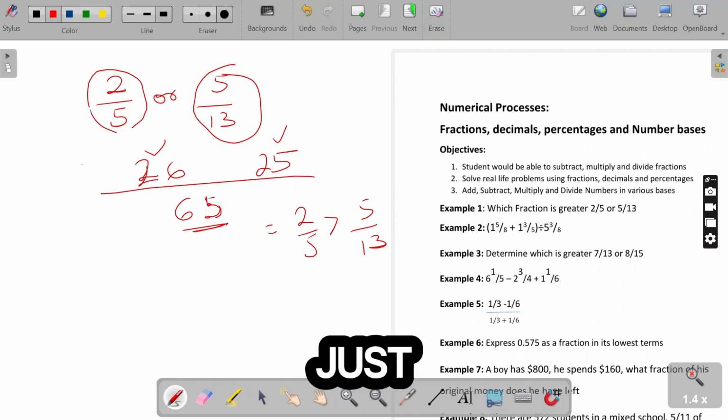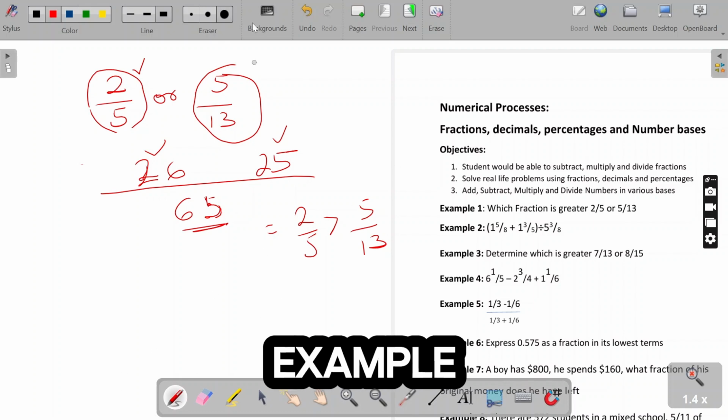Using the LCM approach, just multiply 5 by 13, giving you 65. 5 goes in 65, that will give you 13. 13 times 2 will give you 26. Then 13 goes in 65 will give you 5. 5 times 5 is 25. Which of these two numbers is greater? You can say that 26 is greater than 25, meaning 2 over 5 is greater. So that solves example 1. Now we go to example 2.